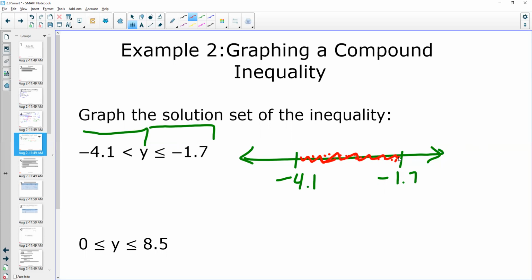And now I have to think about the brackets. This is just a parenthesis. This is a bracket, all right? And there's my graph. Let me try the next one.